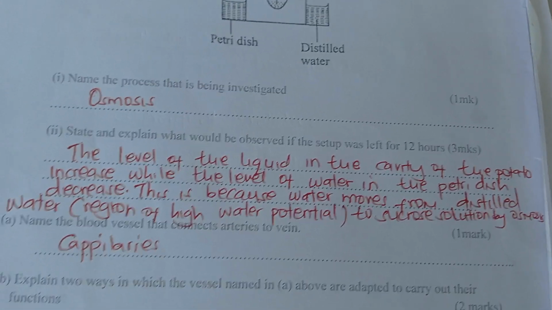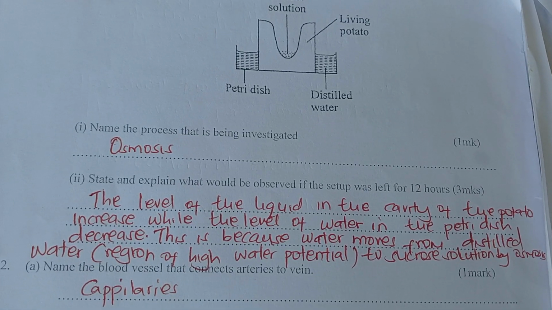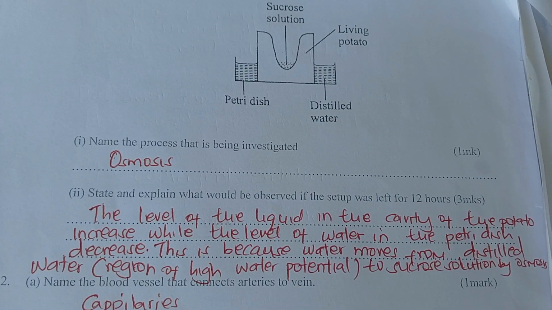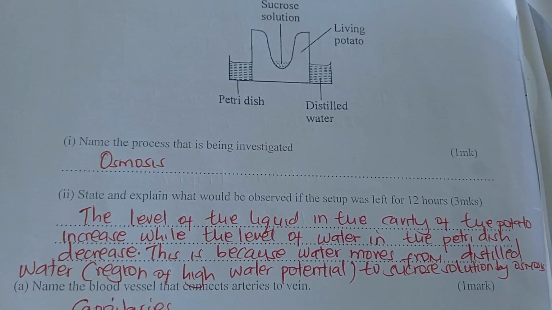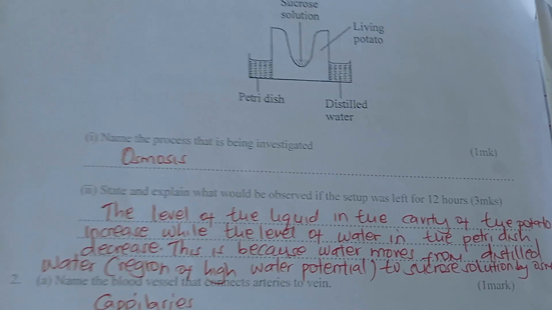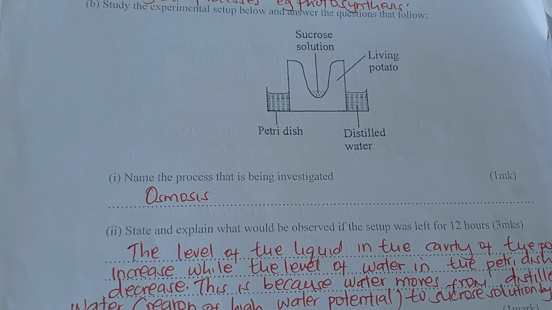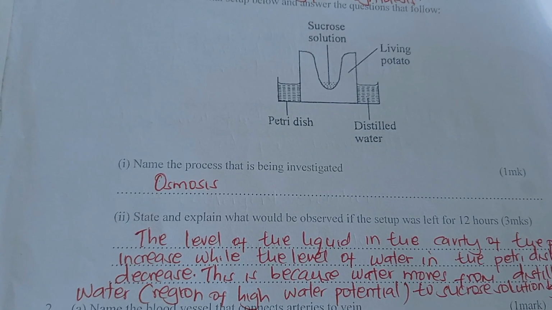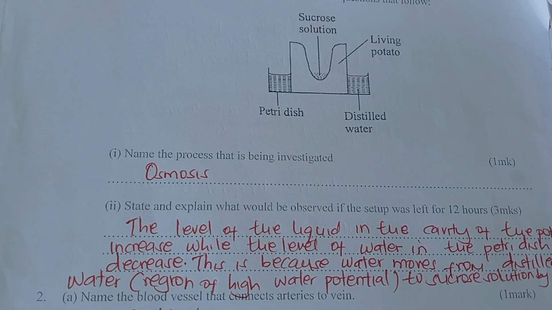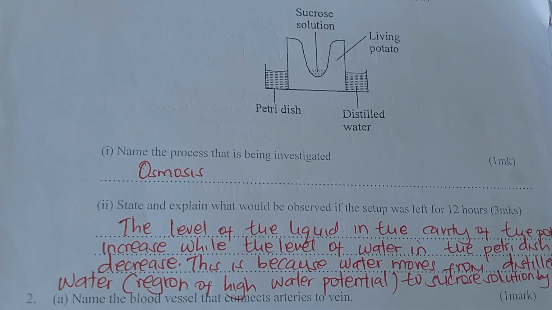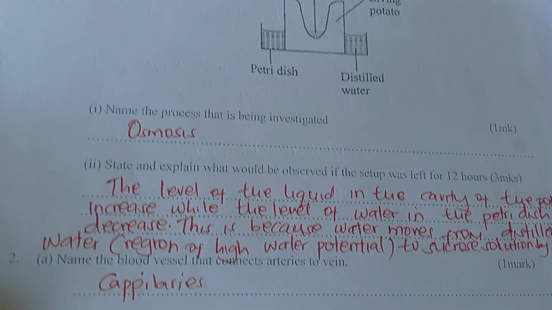State and explain what would be observed if the setup was left for 12 hours. So the level of the liquid in the cavity of the potato will increase. Why? Because distilled water moves from a region of high water potential in the petri dish into the sucrose solution by osmosis, that is through the living potato cell, and therefore the level of sucrose solution will increase while the level of distilled water in the petri dish decreases.